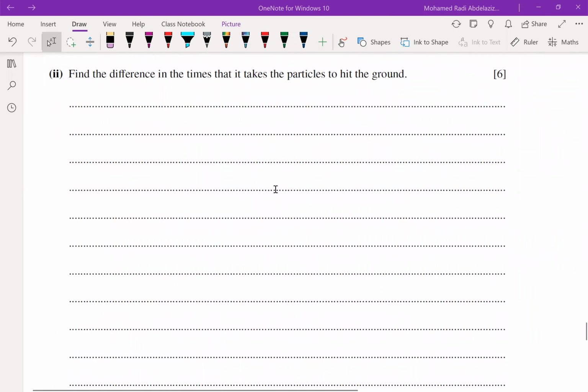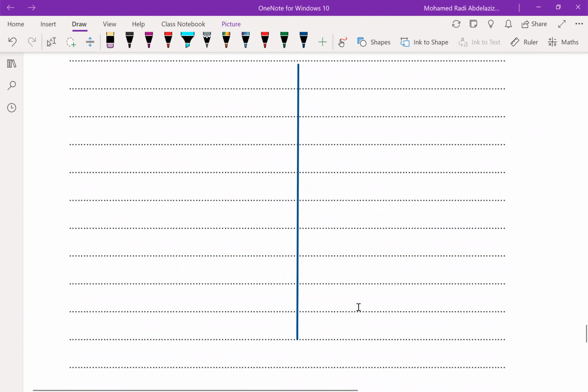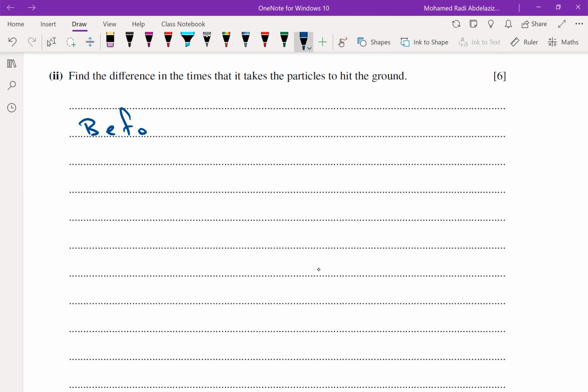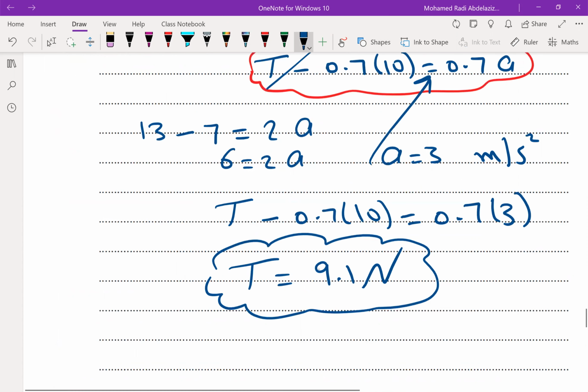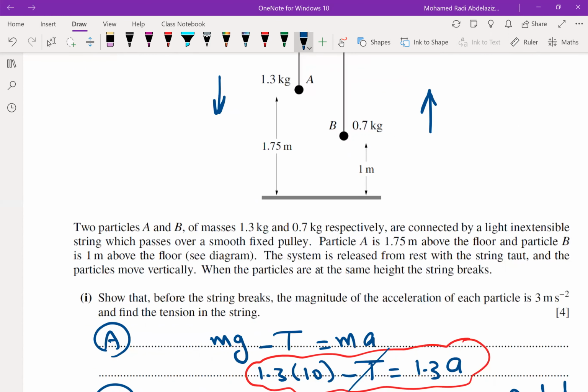In part 2, find the difference in the times it takes the particles to hit the ground. Now we need to get all the information before the break and after the break. First, let's get the information before the break happens. Let me start with, let's say, particle B.